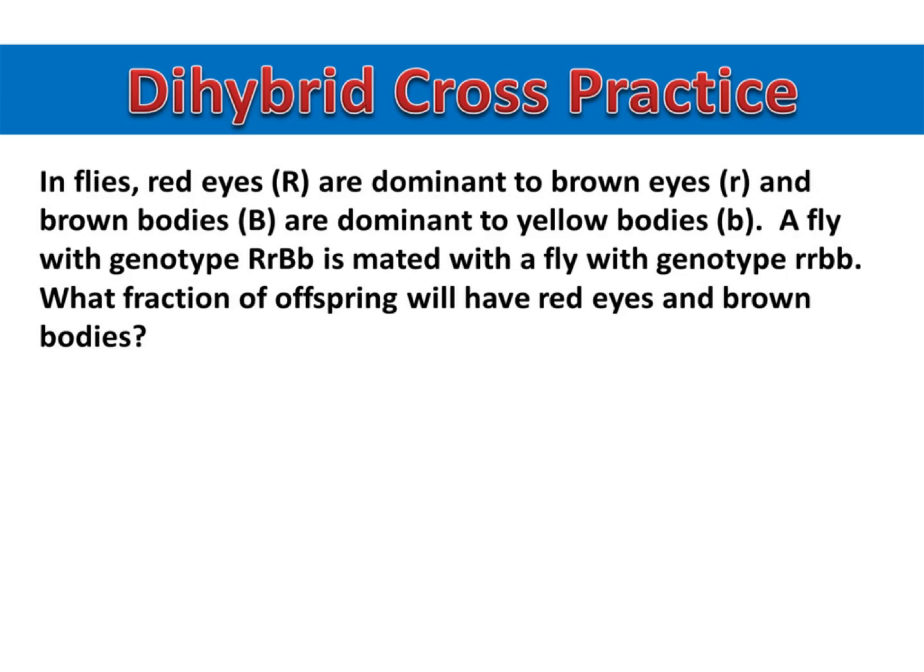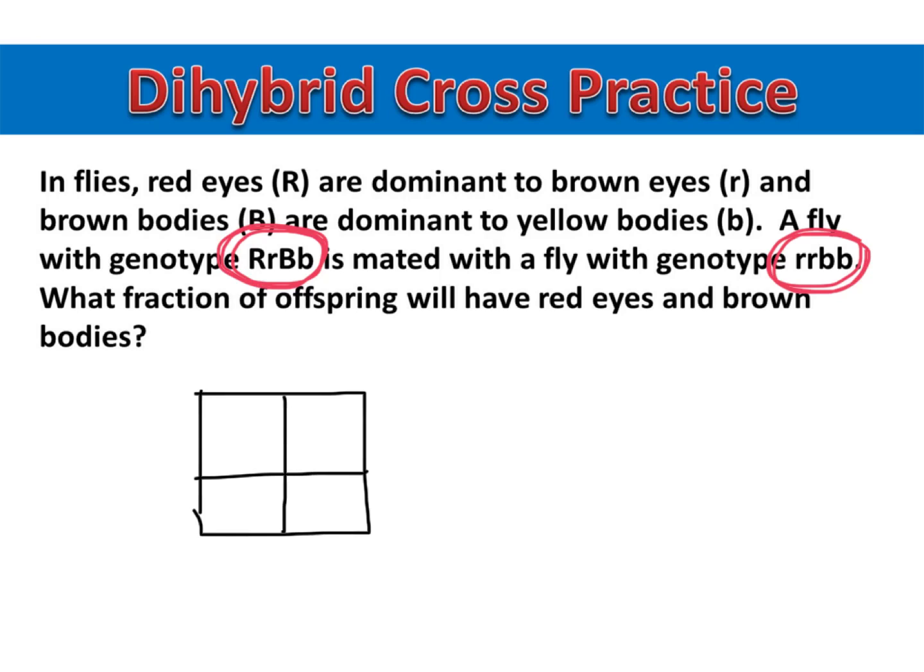So I always want to make sure I understand what genotypes I'm working with. And so I can see I've got one here and the other here, and those are the two parents that I'll use in the cross. So now that I know what genotypes I'm working with, I can make my Punnett squares. Because I'm working with two traits in this problem, I will use two Punnett squares.